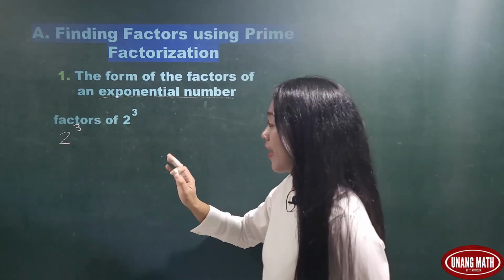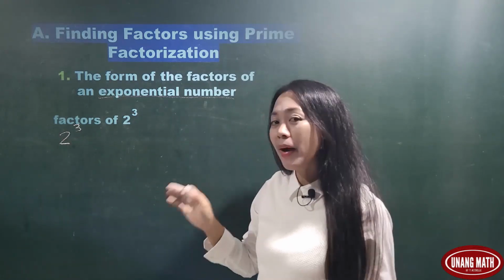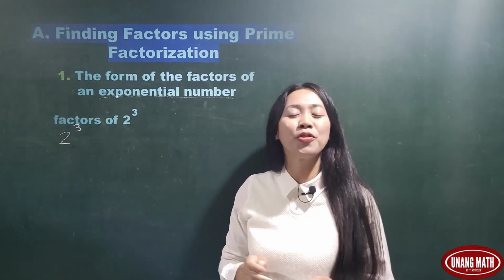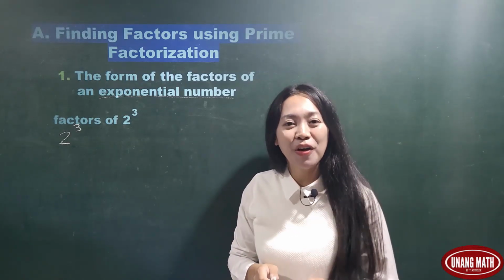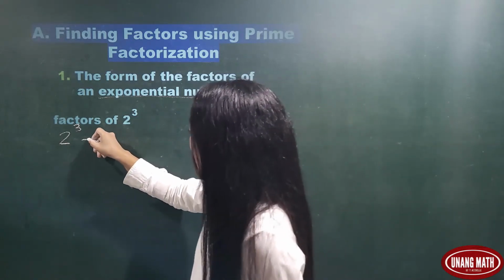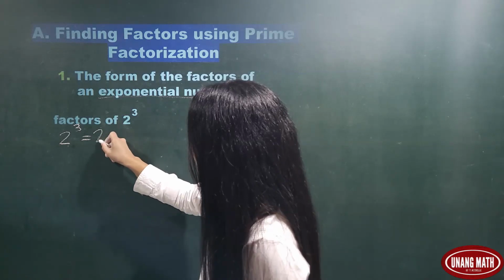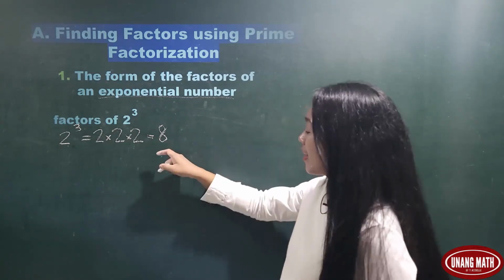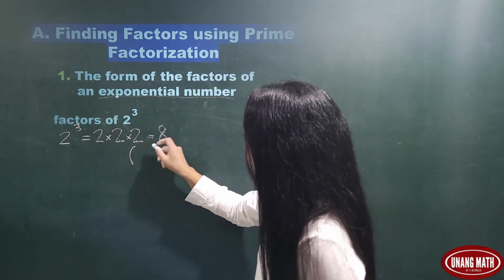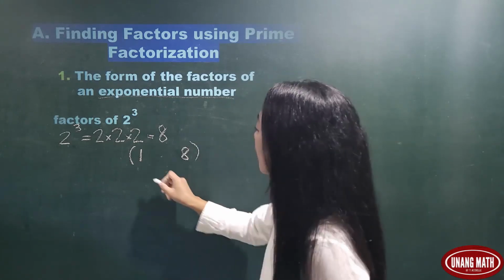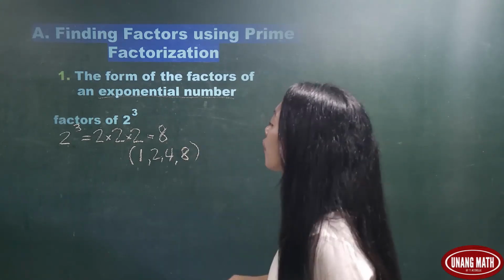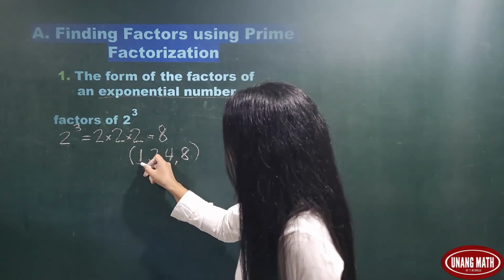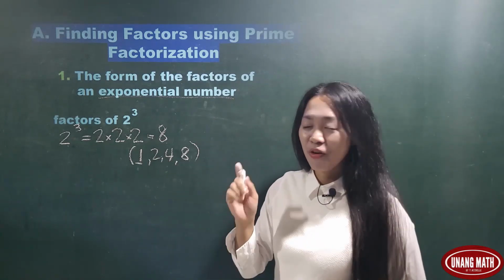We don't know how to find the factors of an exponential number, but we can convert an exponential number to a natural number, because we know how to find the factors of a natural number. Okay, let's convert. 2 raised to the power of 3 is equal to 2 times 2 times 2, and this is equal to 8. 8 is a natural number. What are the factors of 8? We have 1 and 8. We also have 2 and 4. So there are 4 factors of 8. Always remember, 1 is always a factor of a number.